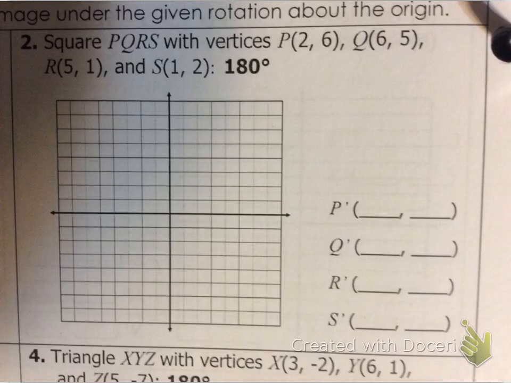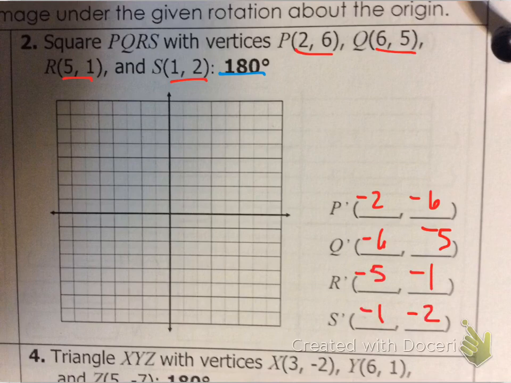Okay, so again, notice here that this one is going to be rotated 180 degrees. So when you rotate 180 degrees, you're basically changing the signs of all these points. So now it's -2, -6, -6, -5, -5, -1, -1, -2. And that's really all it is. So how would that look? Let's see, shall we?